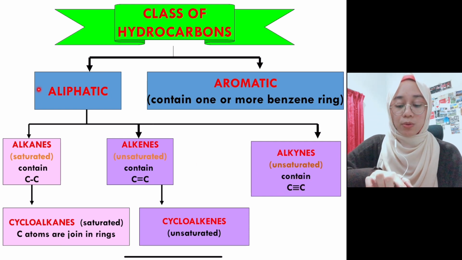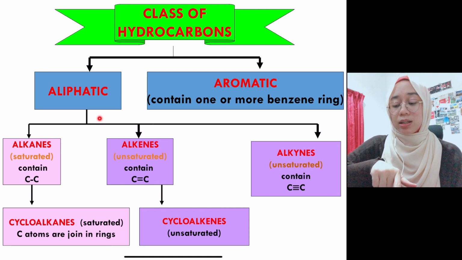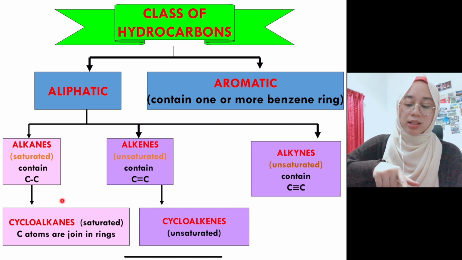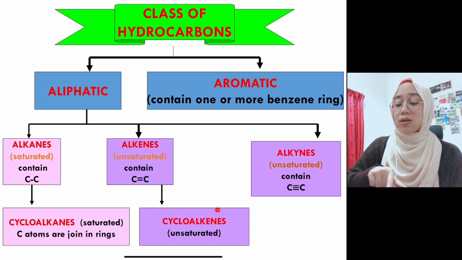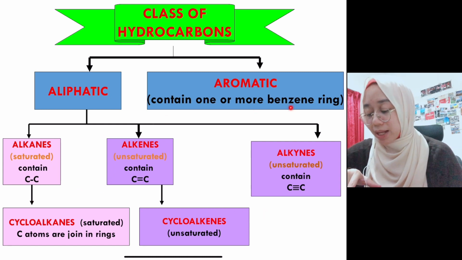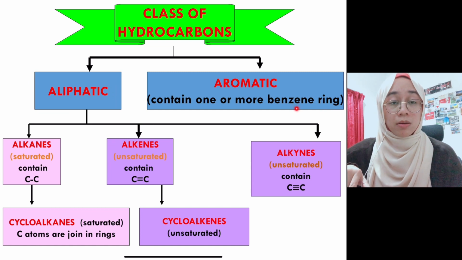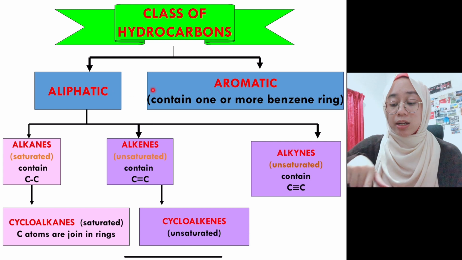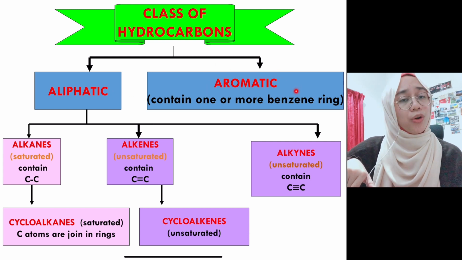So ini semuanya di bawah aliphatic. Okay, tapi sekiranya any of this compound here, tak kisahlah alkanes ke alkenes ke alkynes ke whatsoever, as long as dia ada je benzene ring dekat sini, bermaksud that is not considered as aliphatic dah. That is considered as aromatic compound dah. Okay, so what is benzene ring?